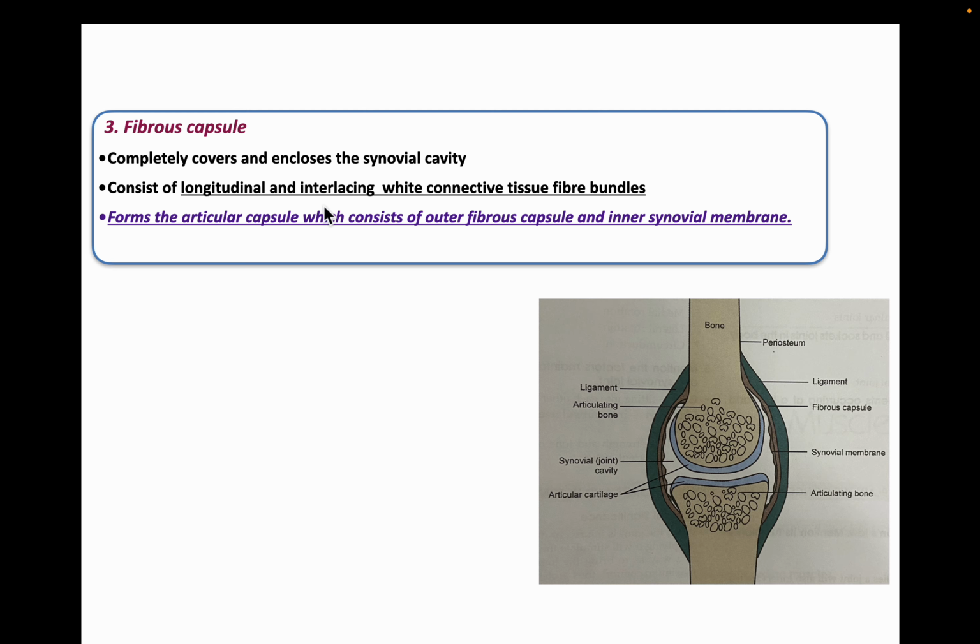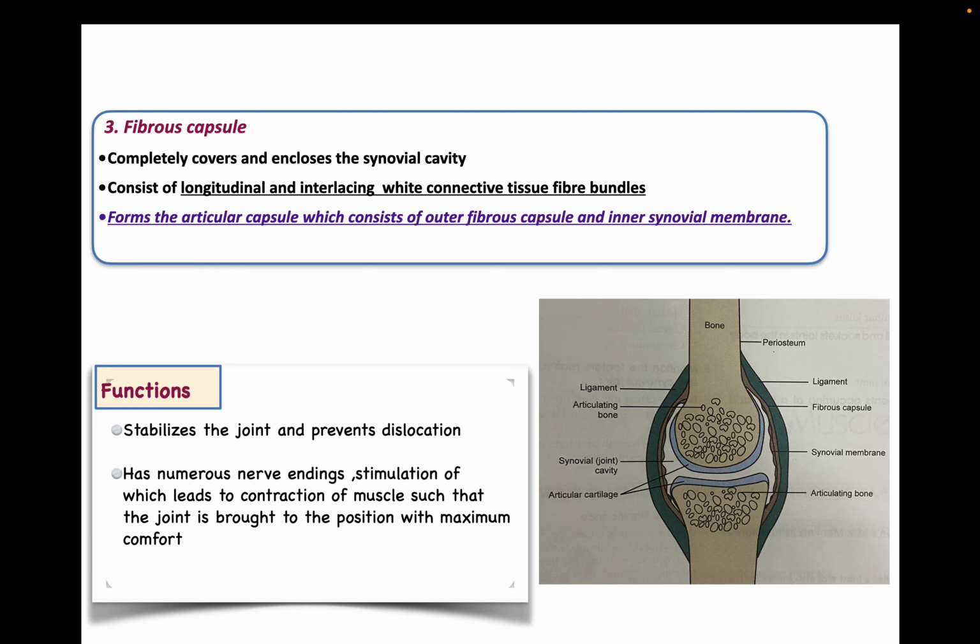The third feature of the synovial joint is that a fibrous capsule is present. So it completely covers and encloses the joint cavity. You can see this is the fibrous capsule, consisting of longitudinal and interlacing white connective tissue fiber bundles. It forms the articular capsule, which consists of outer fibrous capsule and inner synovial membrane. So articular capsule consists of two structures, that is outer fibrous capsule and inner synovial membrane. So fibrous capsule covers the joint cavity completely.